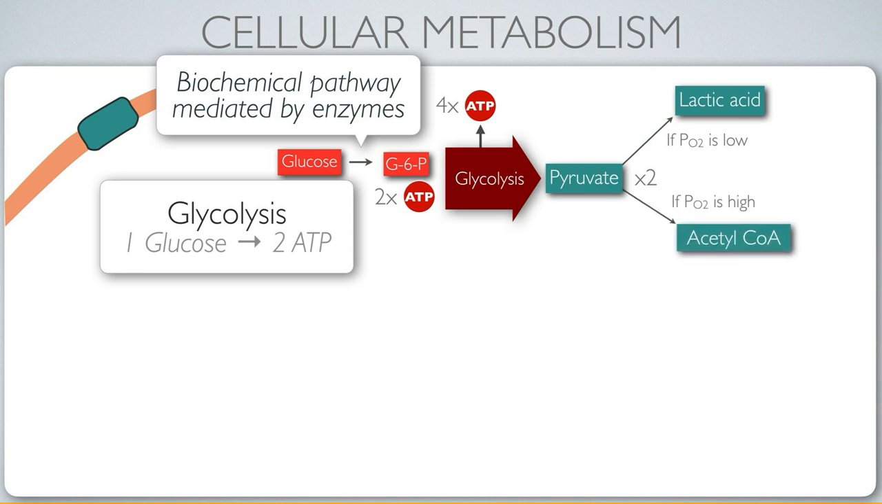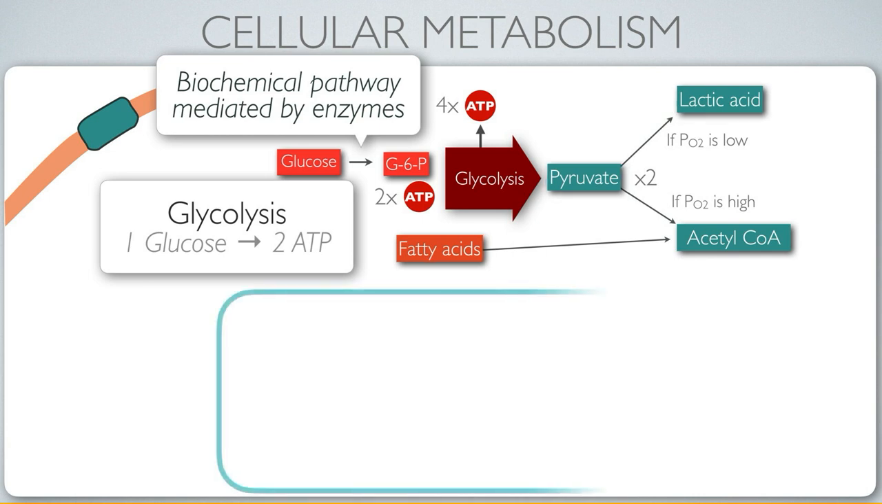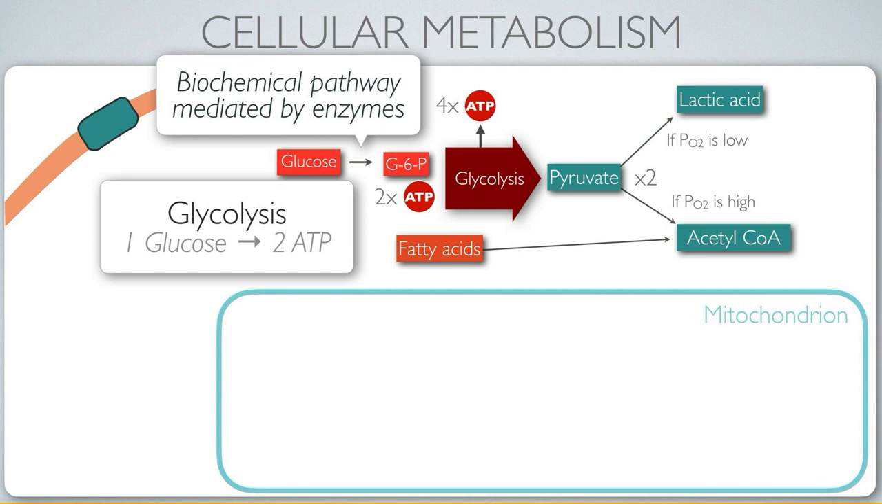Now, this is where fatty acids come in. Fatty acids cannot be used as a substrate for glycolysis, but they can be converted into acetyl-CoA. So that is useful if there is sufficient oxygen within the cell. Because mitochondria, which are a cell's effectively power plants, can take acetyl-CoA and produce a really high yield of ATP.